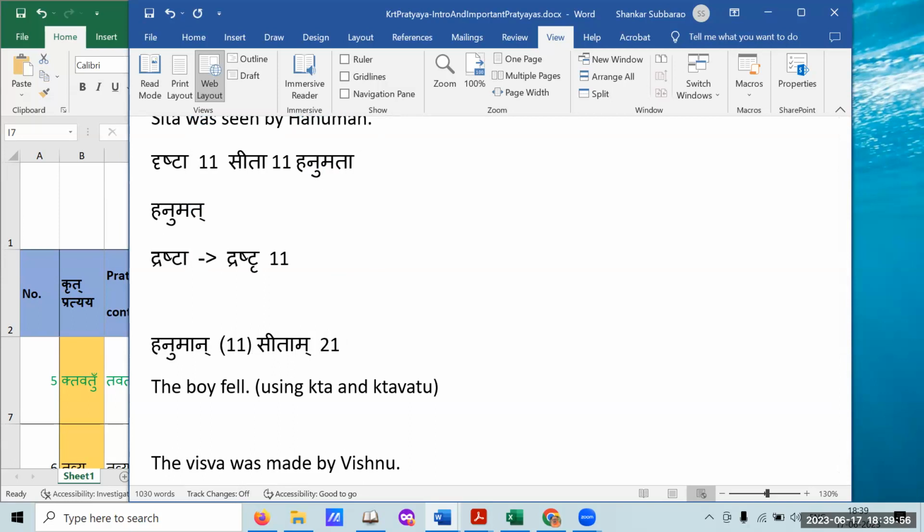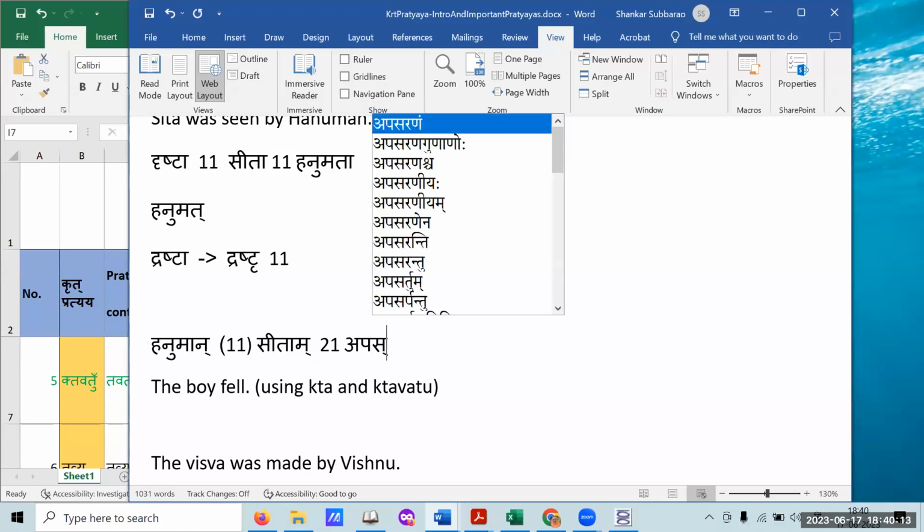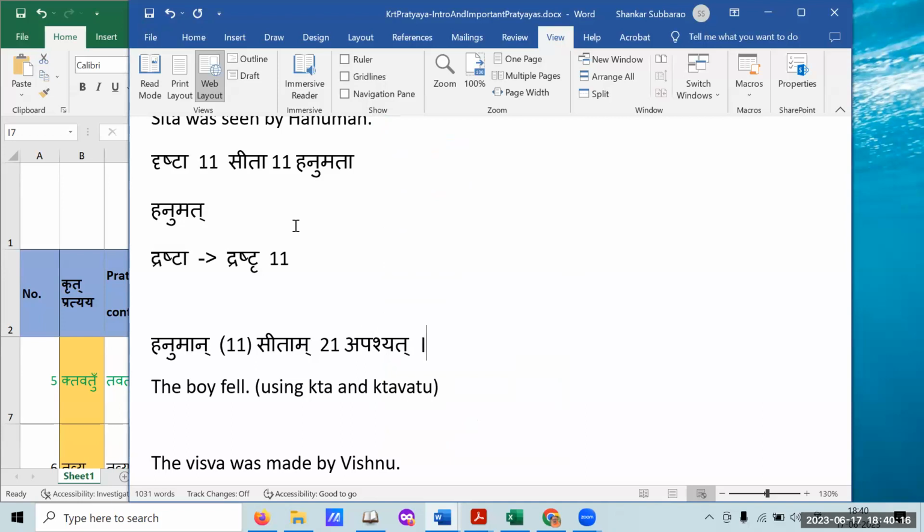And what did he do? Pashyati. I said saw, was seen. Saw. Hanuman saw Sita. If you say lang lakara, you will use apashyat. Okay. What are the other options? Ta pratyaya. How will you say it? Now, if you use ta pratyaya, you cannot. Is it gatyartha? Is it akarmaka? It's neither of them. So you cannot use ta. You can use what? Ktavatu. You want kartari here. What is ktavatu pratyaya going to give you?